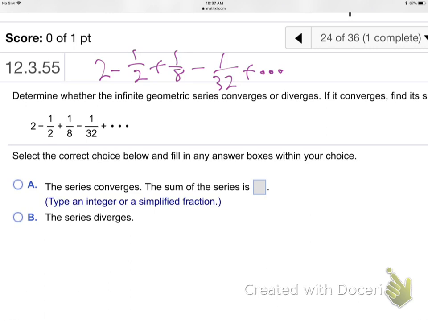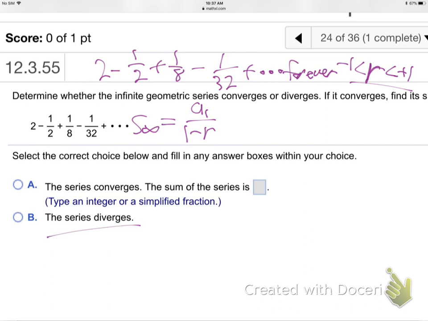How are you going to know to use the S sub infinity formula on the test when you see this in a couple weeks? The dot, dot, dot, right? So the dot, it has no ending point. The dot, dot, dot means it's going forever. So it's going forever. So S sub infinity is A1 over 1 minus R. So find A1, find R. Make sure the R is between negative 1 and positive 1. If R is not, then you just say diverges.